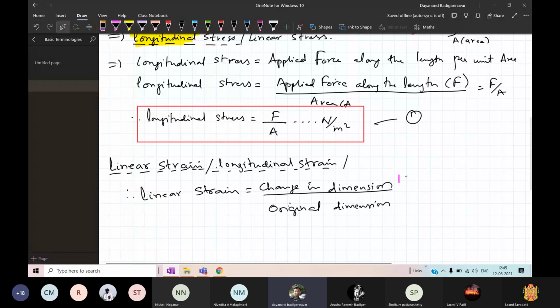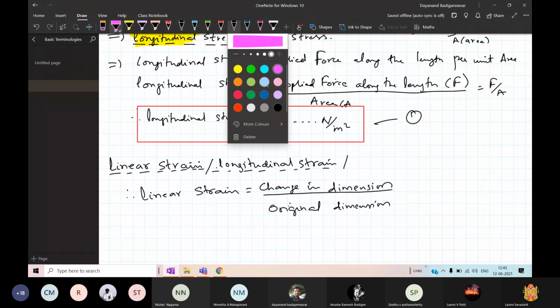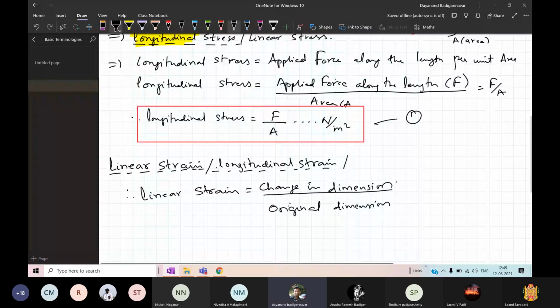What dimension is being taken? It is the length. Just a minute. Pen. Okay, just start.